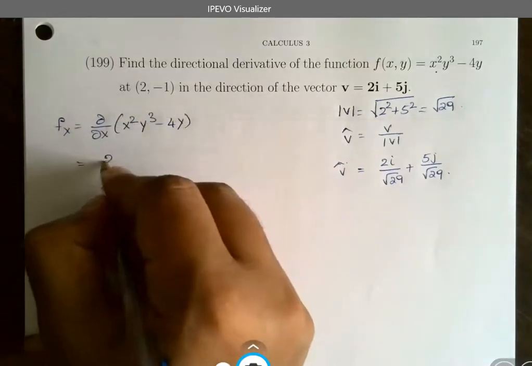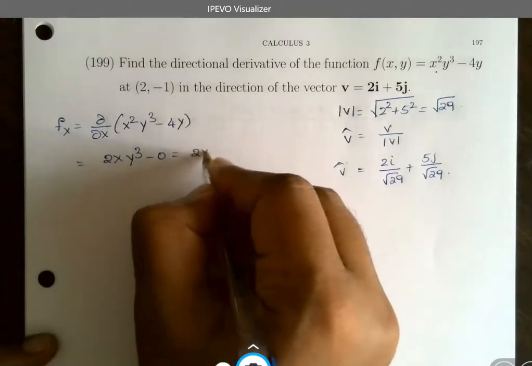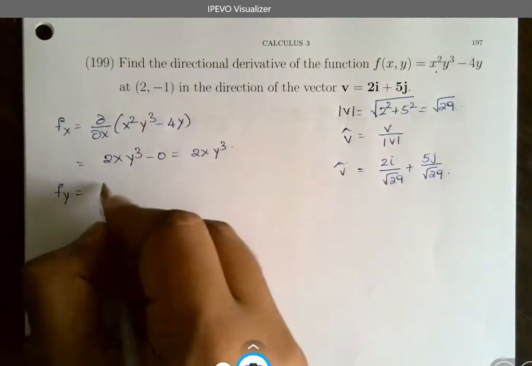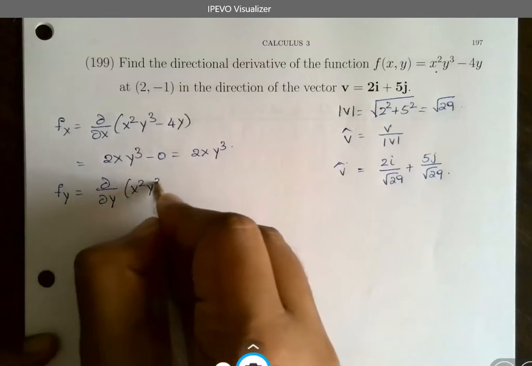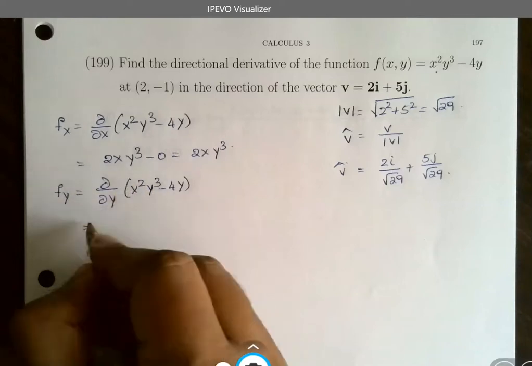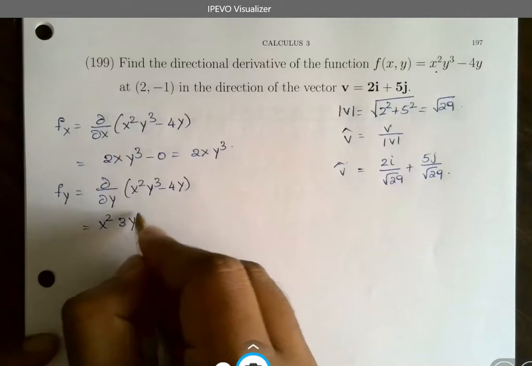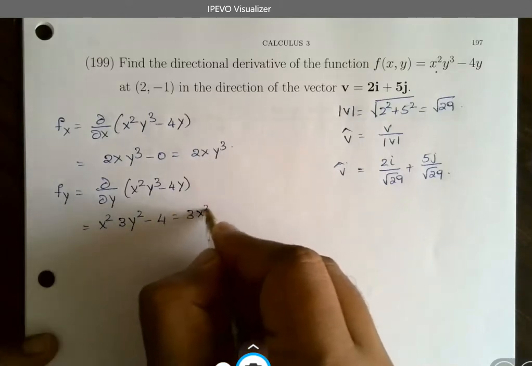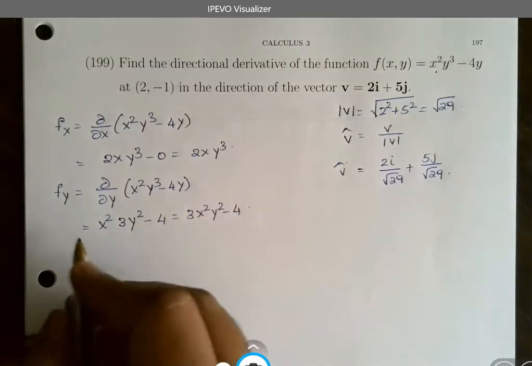When you differentiate it, you get 2xy cubed minus 0, so that's going to be 2xy cubed. And you want to find the partial derivative with respect to y, so you get x squared y cubed minus 4y. So x squared is treated as a constant, and the derivative of y cubed is 3y squared, minus 4, so you get 3x squared y squared minus 4, right?